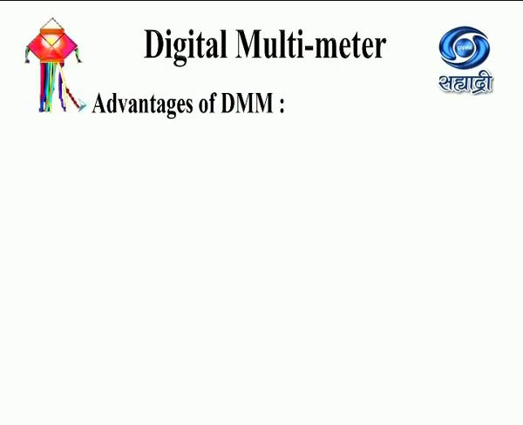In analog multimeter, we cannot get the readings in digital form. That's why we have to take readings manually by using an analog multimeter. So there are some advantages of DMM.